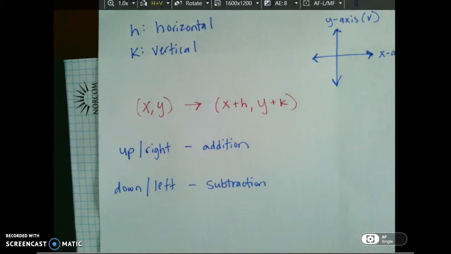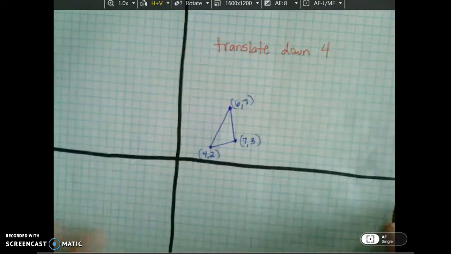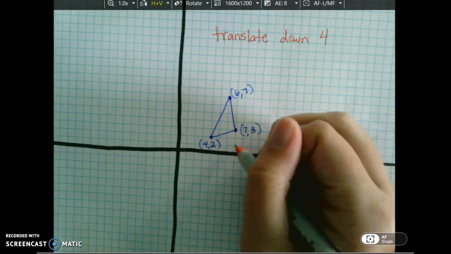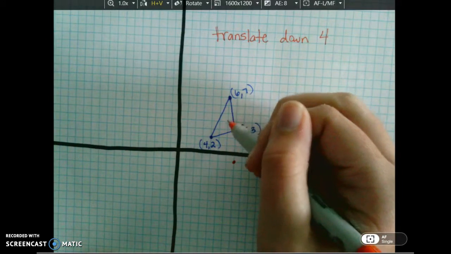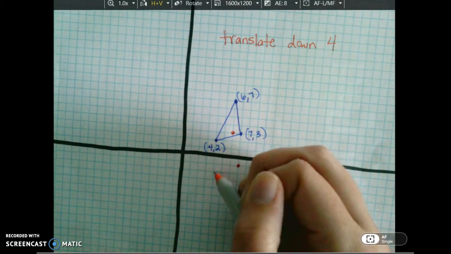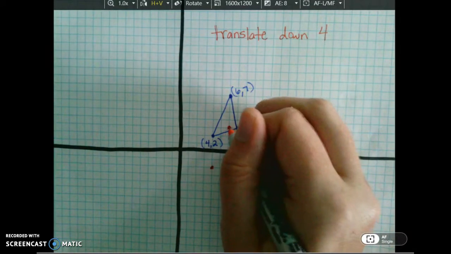So if we're going to actually look at one, I've given us this triangle and went ahead and labeled the points. Now let's just say I want to translate this triangle down 4. Normally we would just count each point down 4. So down 1, 2, 3, 4. There's this new point. Down 1, 2, 3, 4. And down 1, 2, 3, 4. So here's my new triangle in orange.